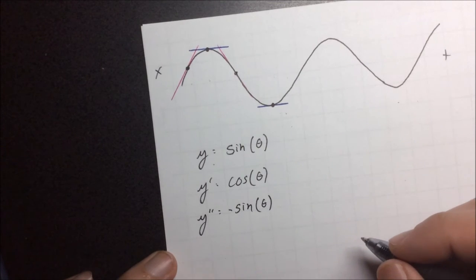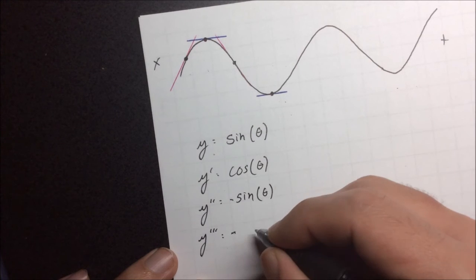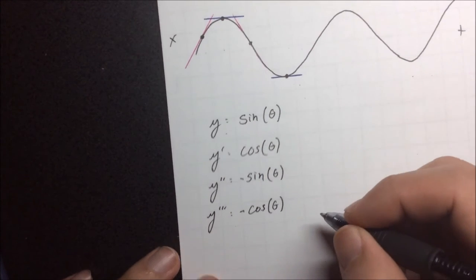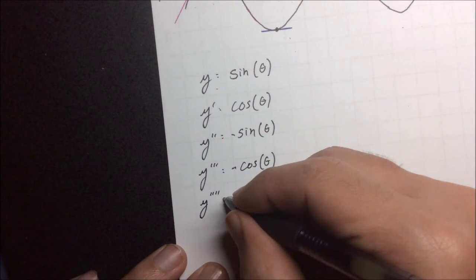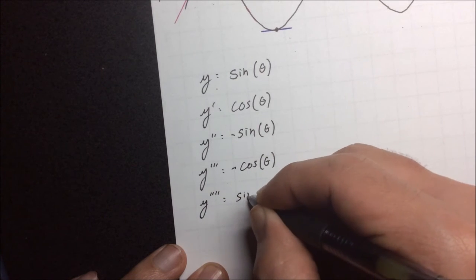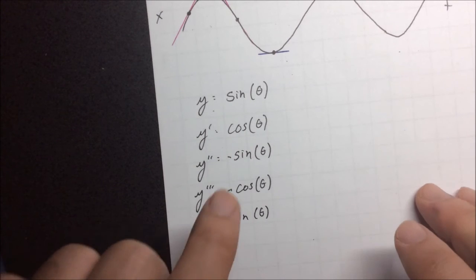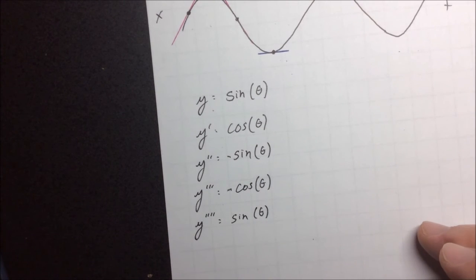Okay. If you want to take the y triple prime, you would still have the negative, sine would turn back into cosine. And if you wanted to do the fourth derivative, cosine goes to negative sine, it would go back to sine again. Okay? Now each and every time you do this, if theta is just constant, great. If it's just theta, that's fine too.